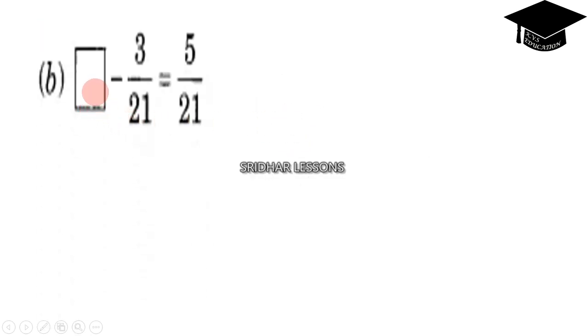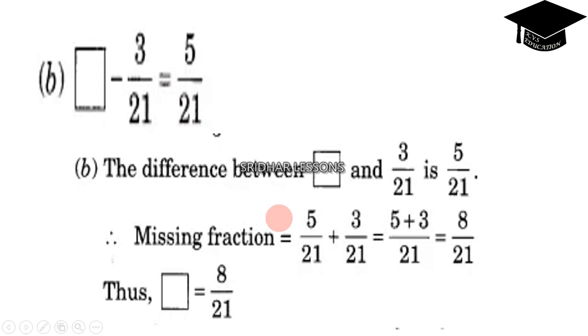Next, blank minus 3 by 21 is equal to 5 by 21. So what we have to do here, the missing fraction, this minus 3 by 21 will go here. It will become 5 by 21 plus 3 by 21, that is 8 by 21. Therefore, the missing fraction is 8 by 21. Okay, minus 3 by 21 will go there to become plus 3 by 21.